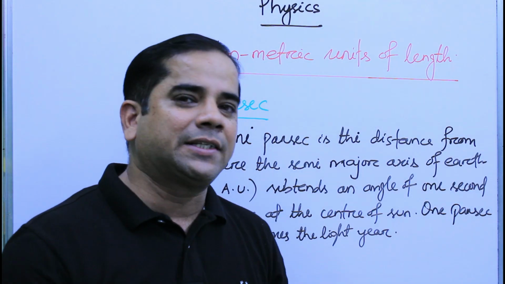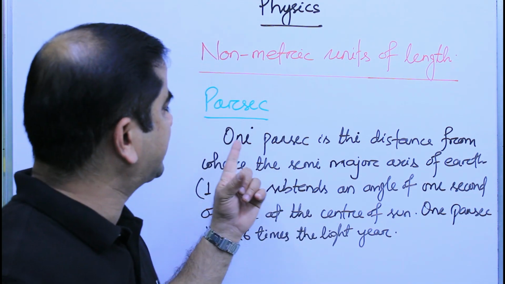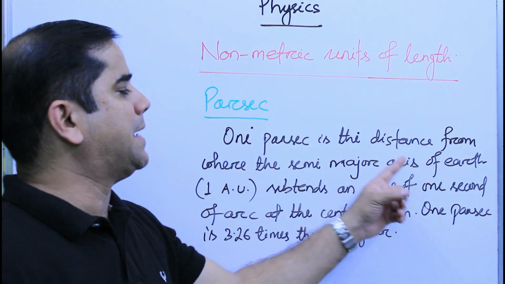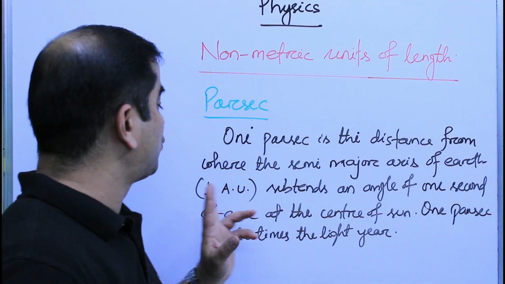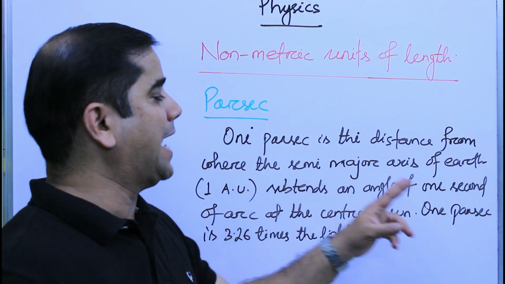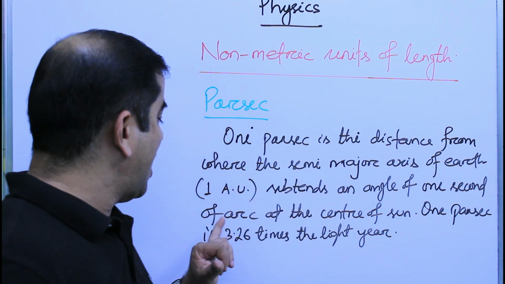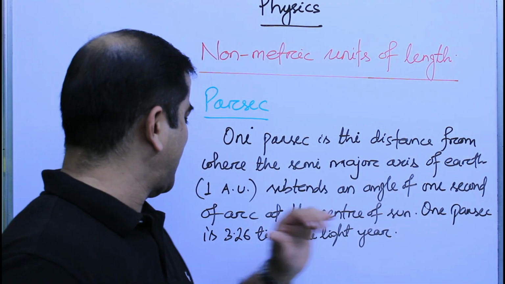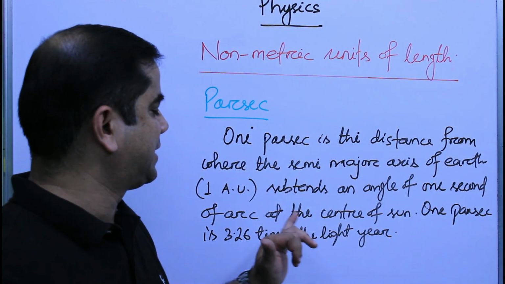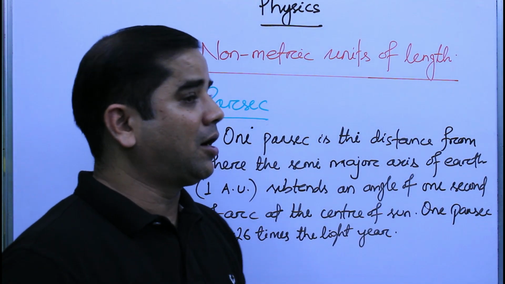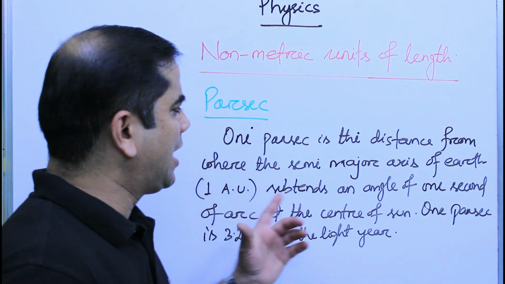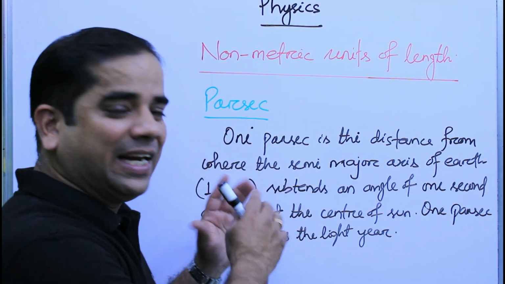Okay, students, let us now discuss parsec. What is parsec? 1 parsec is the distance from where the semi-major axis of earth, that is 1 AU, subtends an angle of 1 second of arc at the center of sun. 1 parsec is 3.26 times the light year. Isn't it a bit critical? Don't worry, we are going to discuss it in detail.